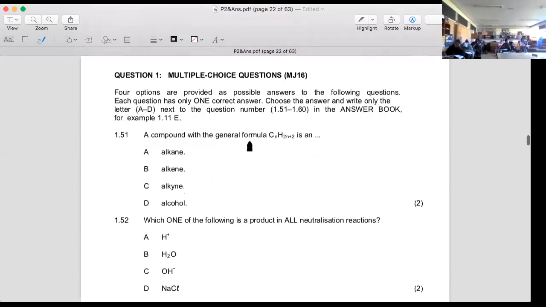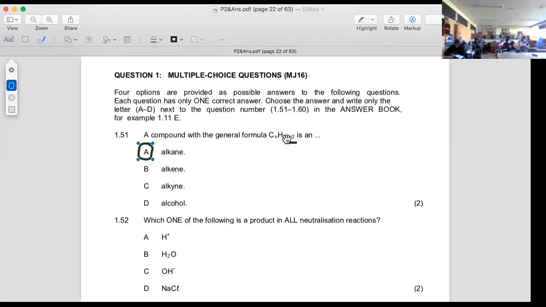Okay, a compound with a general formula CnH2n plus 2 is an... the answer is in the plus 2. There's only one group that has got a plus 2. Is it alkanes, alkenes, alkynes, or alcohols? Who says it's an alkane? Okay, you guys are brilliant. We don't have to look further. Alkanes have got that formula.